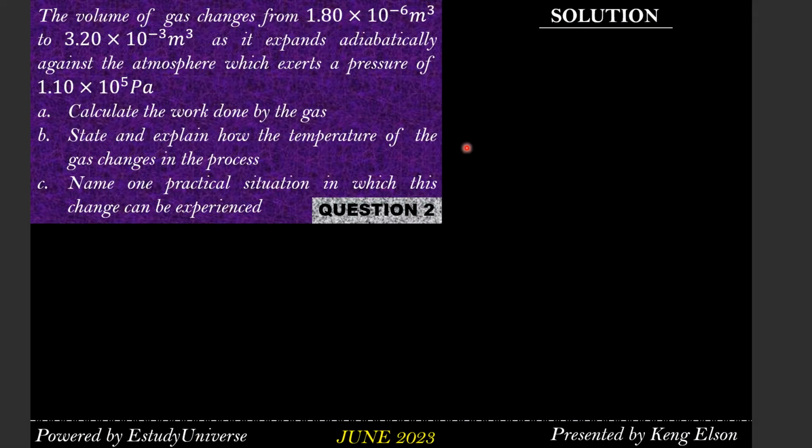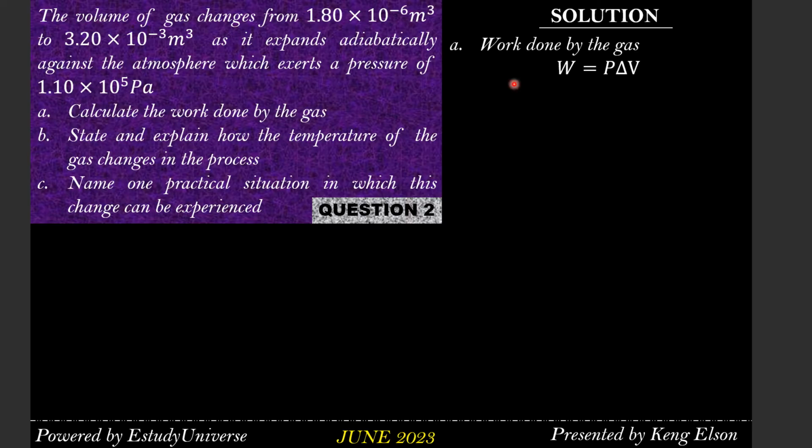Alright, so question 2 is on thermodynamics, and it reads: the volume of a gas changes from this to this as it expands adiabatically against the atmosphere, which exerts a pressure of this. A. Calculate the work done by the gas. So let's begin with the A part. How do we calculate the work done by the gas? The work done by the gas is just the pressure times the change in volume, since the gas is expanding. Alright, so the pressure has been given to us.